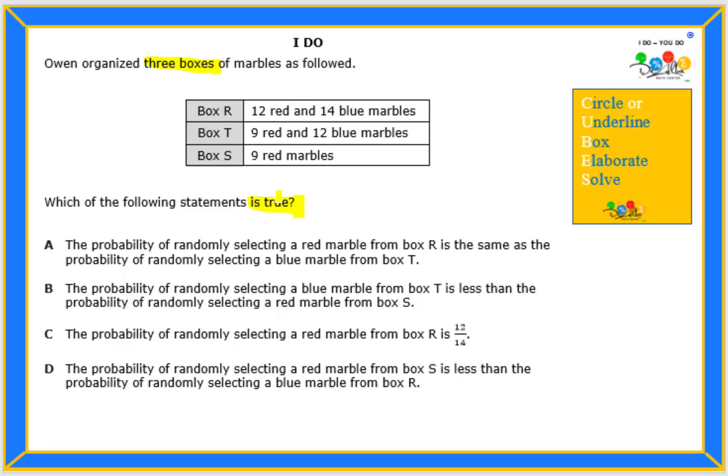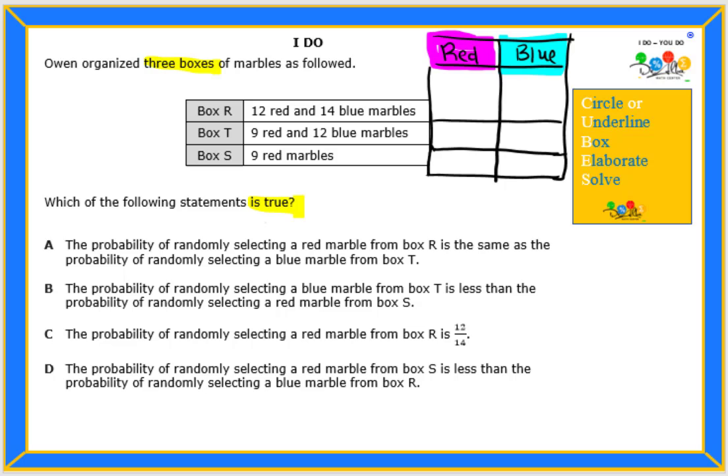So let's look at the important information that they gave us in the table. We have three different boxes, and there's two color marbles. Except in box S, there are no blue marbles, just red marbles. So the only thing that could happen in any of these boxes is we could draw a red marble or we could draw a blue marble. So let's figure that out.